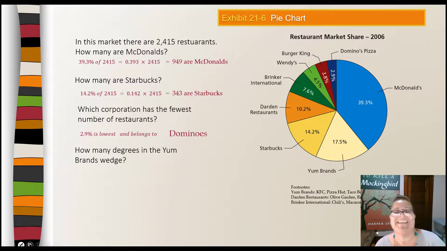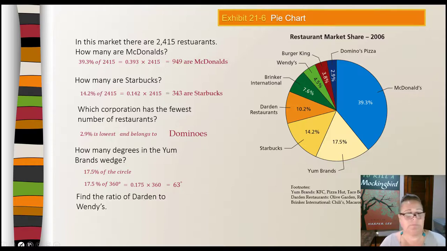How many degrees in the Yum Brands wedge? Here's the problem I told you would come up. So we can go to Yum Brands, and we can see Yum Brands is 17.5%. That means that that wedge has to take up 17.5% of the circle. There are 360 degrees in a circle, so I need 17.5% of 360, or 0.175 times 360. And when I type that into my calculator, I get 63 degrees. That means that the size of that wedge must be 63 degrees.